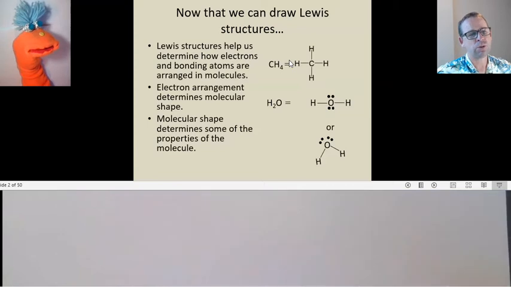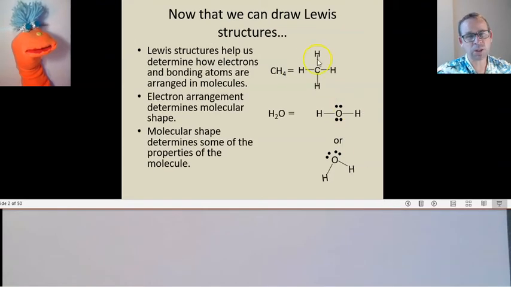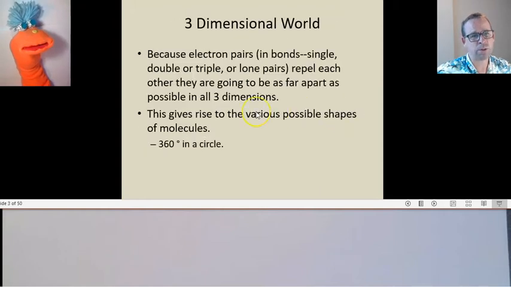So to do that, we need to know what the Lewis dot structure is telling us about the shape of the compound. When I see a compound like this, CH4, I need to know what shape it is. Or when I see the Lewis dot structure for something like water, I need to know its shape. I can draw it like this or like that, right? But which way is it really, and what is its shape? So that's what we're going to work on.